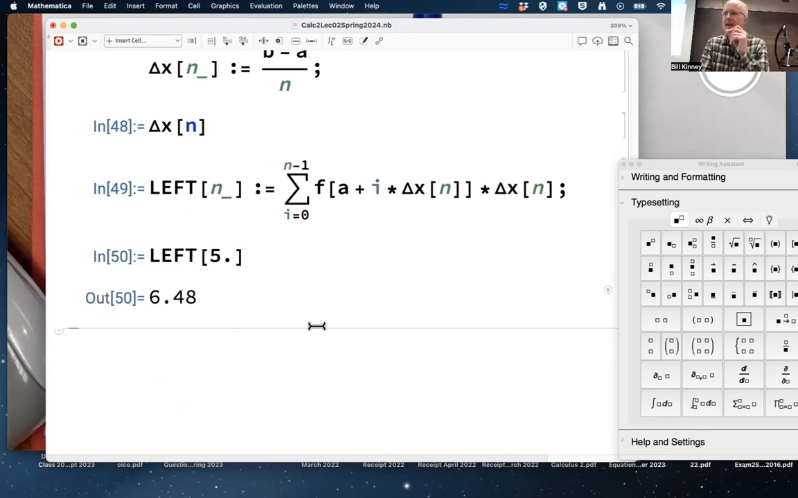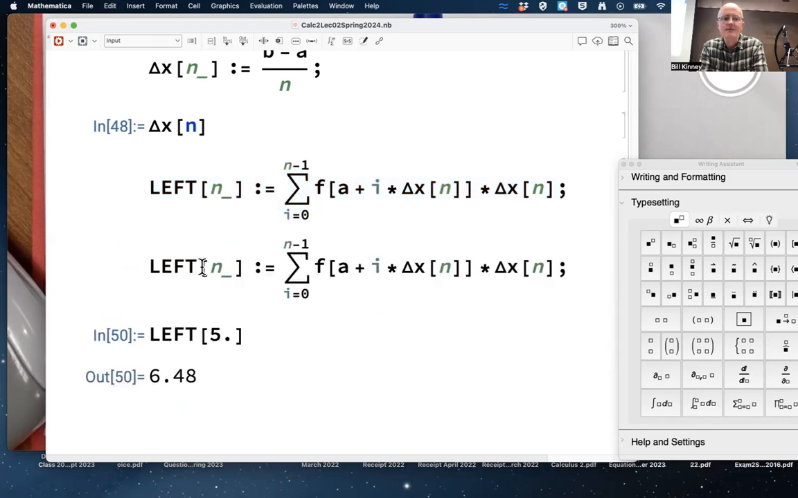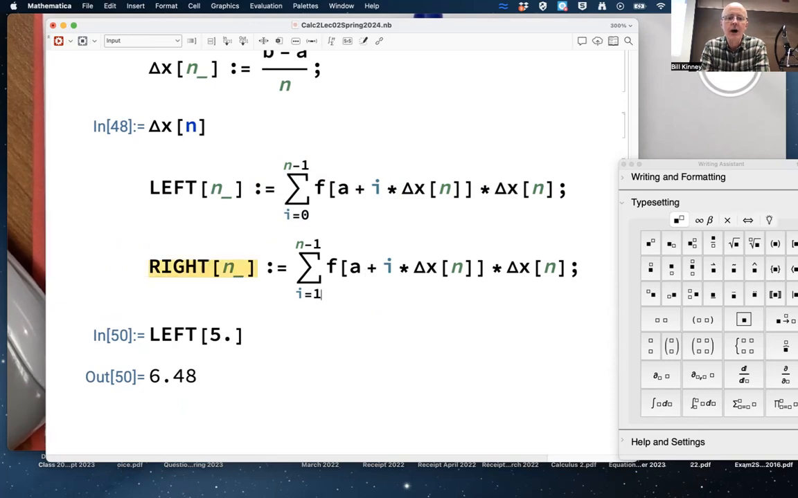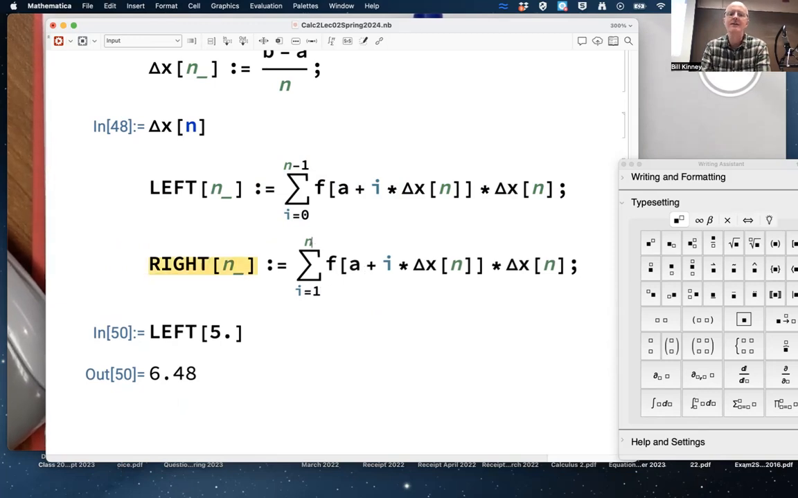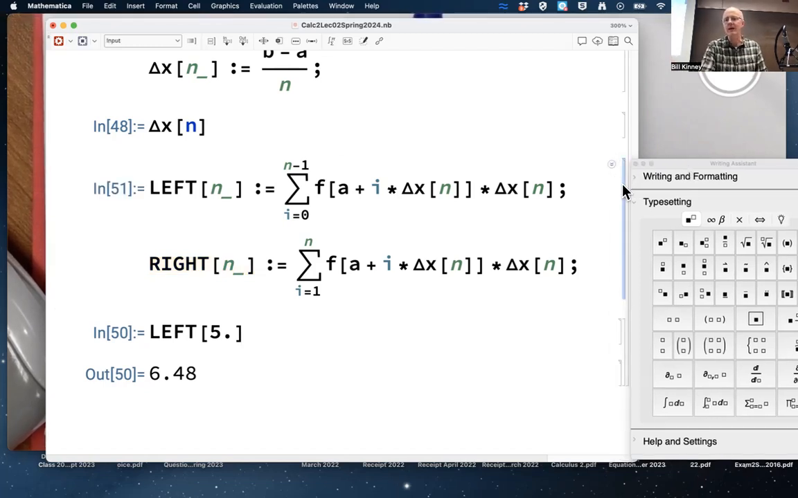Once this is all typed in, we want to do more. We want to do the right-hand rule and the trapezoid rule too. Oh, it's a bit quicker. Magic, a copy and paste. Copy, paste. Change left to right. Change 0 to 1. Change n minus 1 to n. Done. Enter it. Notice it's in the same cell, by the way. Here, I didn't have to put it in the same cell, but I did, and it's not a big deal.